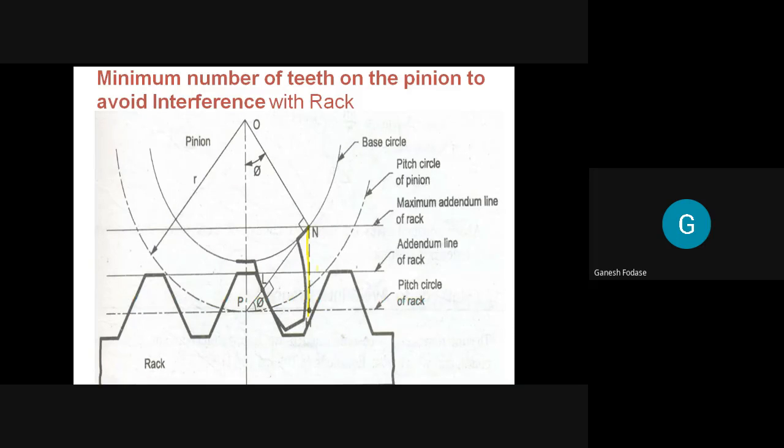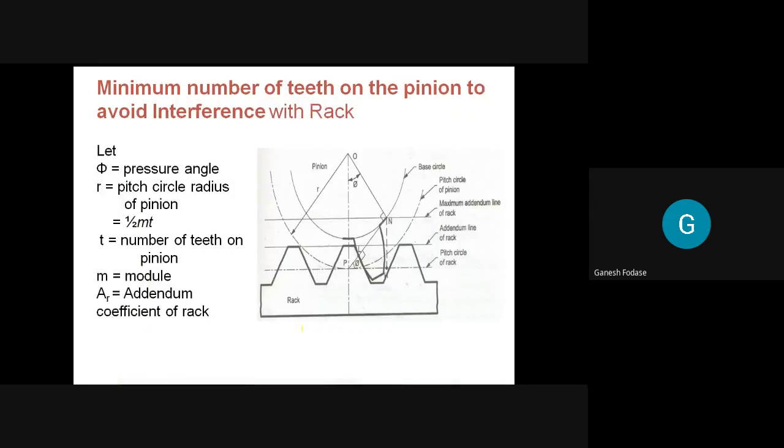The procedure is again the same. Determine the maximum addendum radius, subtract the pitch circle radius, and we get the maximum addendum. Equate with the standard addendum. By equating, we get the expression for teeth on the pinion. But here, as it is a straight line, NH is the maximum addendum. So we'll equate this expression of NH with the standard addendum value. So you can see here.